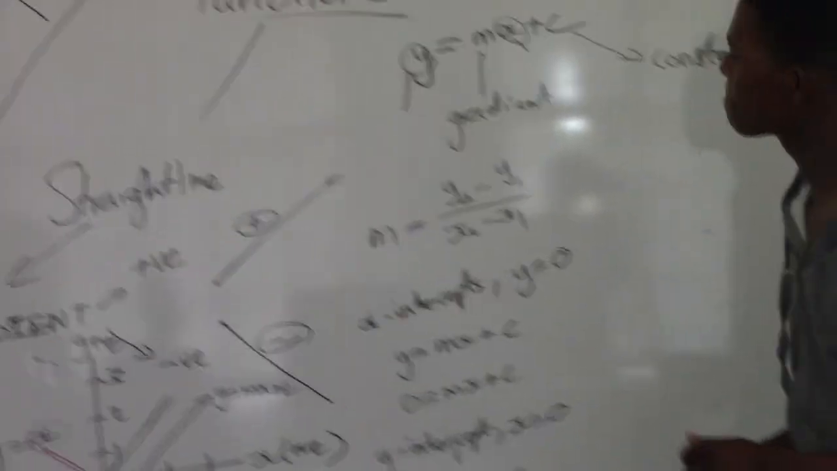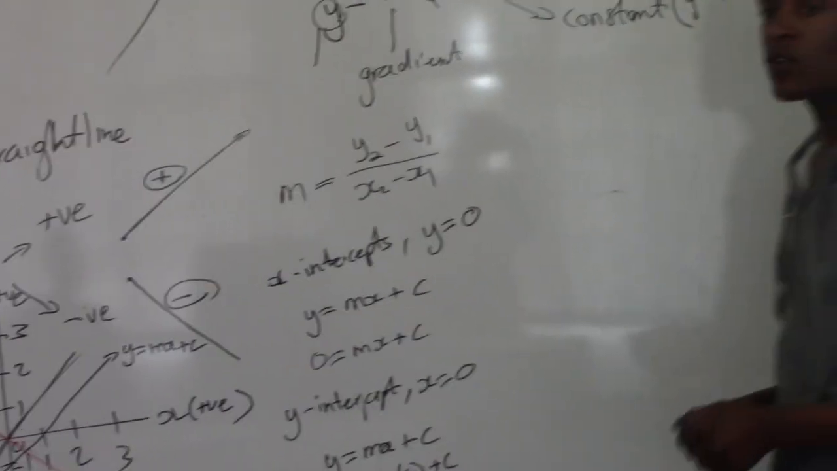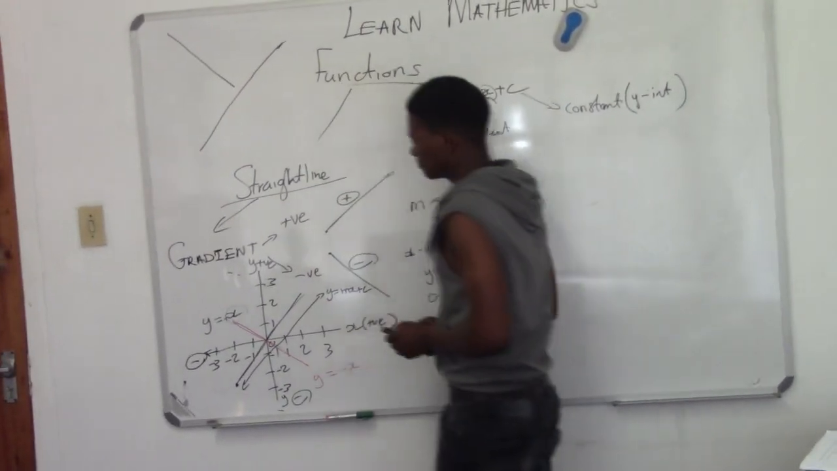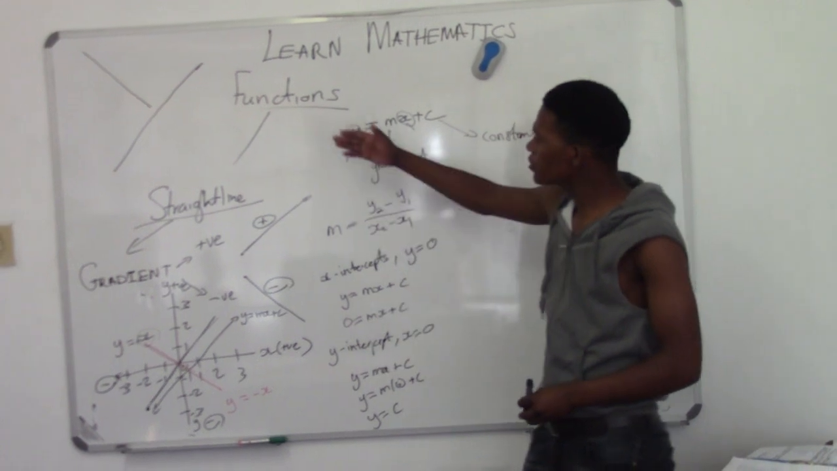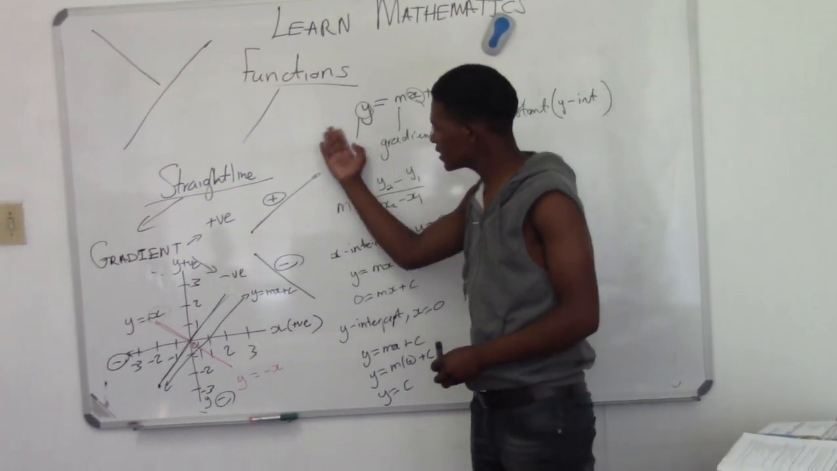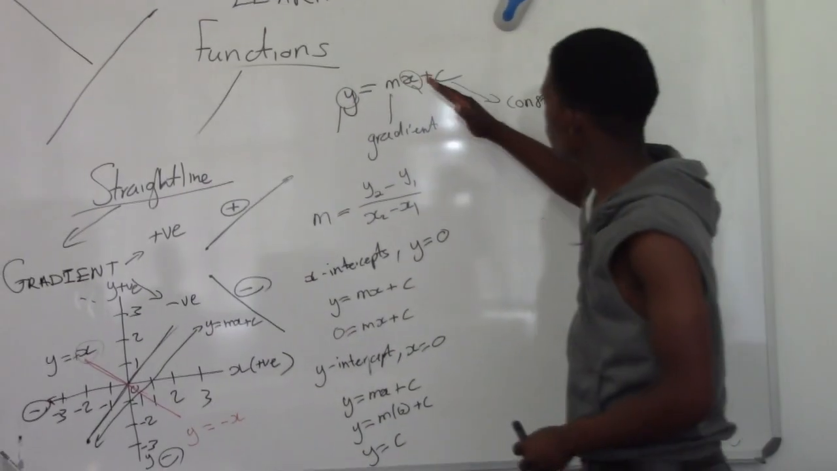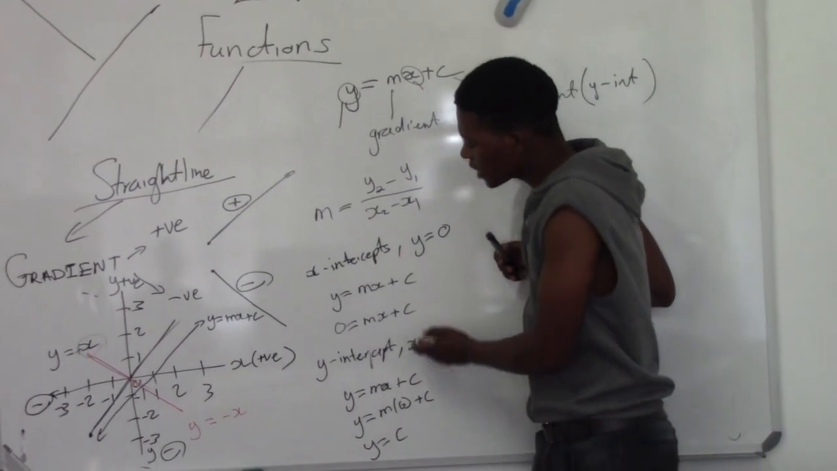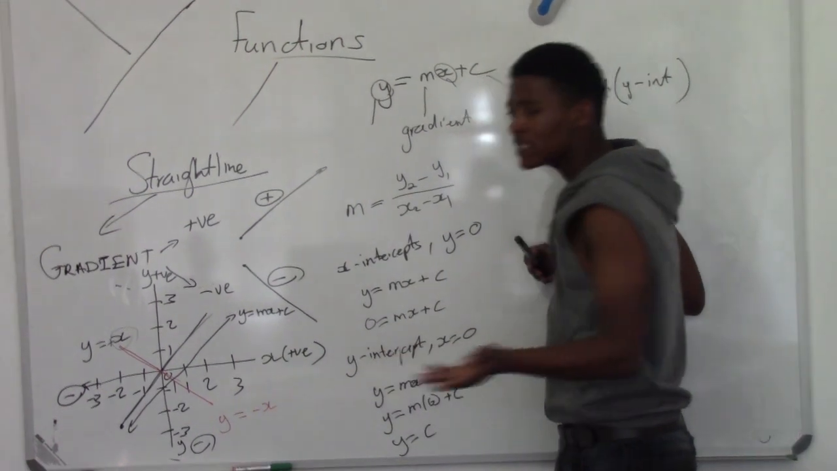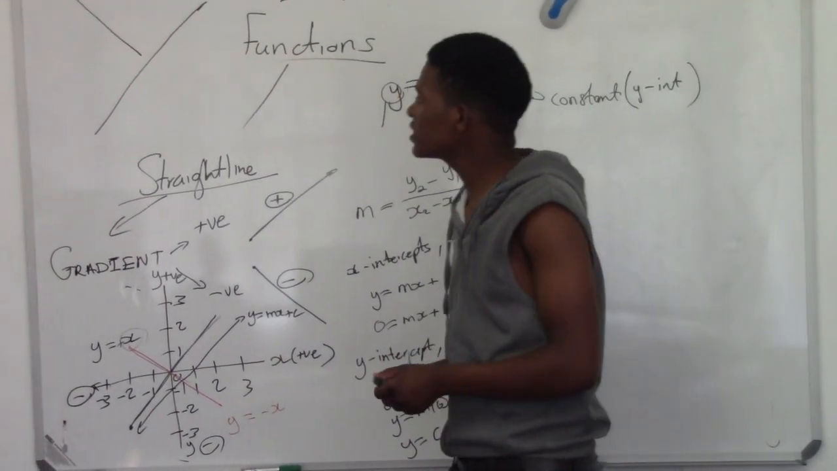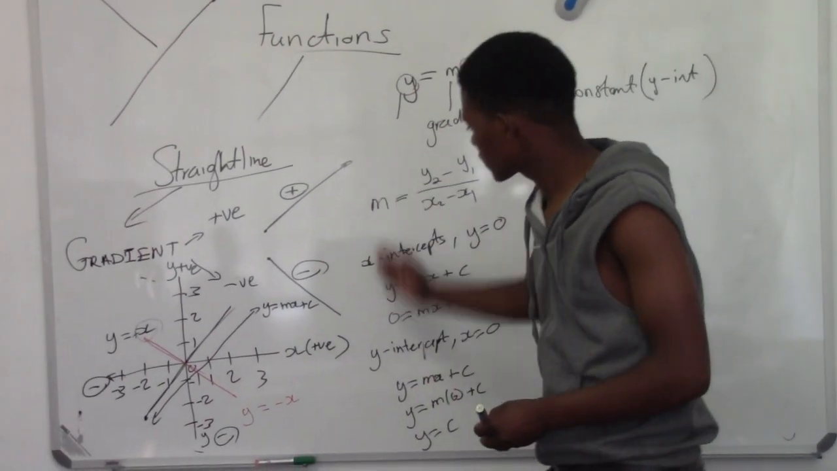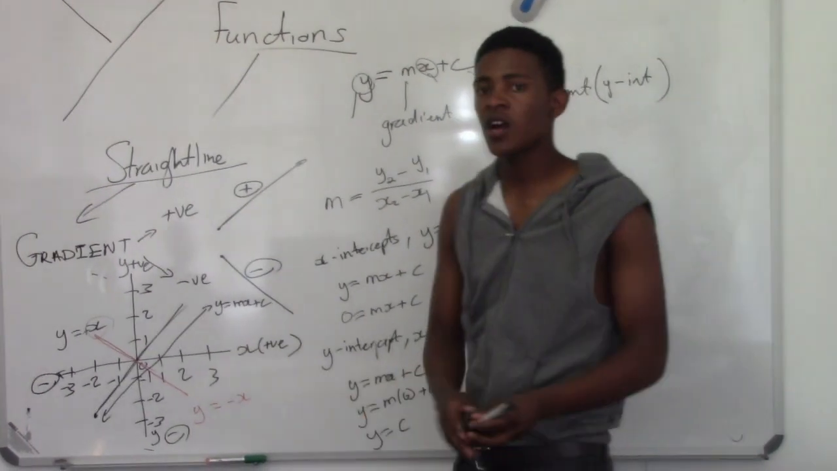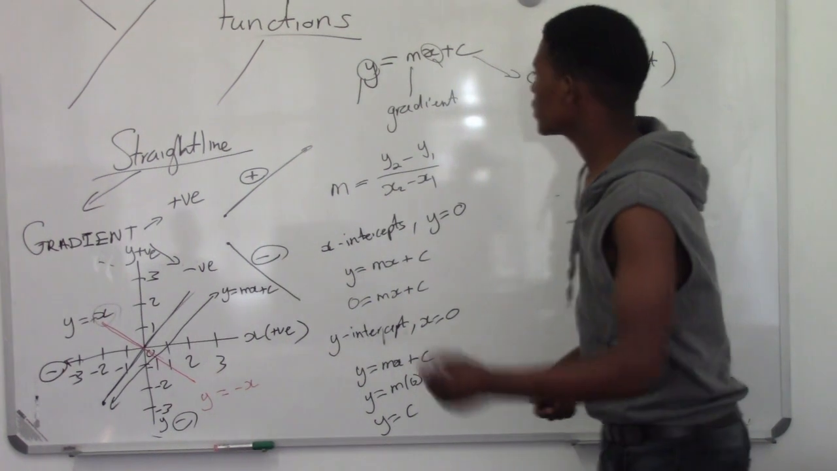And this is all about a straight line function. What you need to know: your gradient, what c stands for, and how to calculate your x and y intercepts. This is the basic information about a straight line.